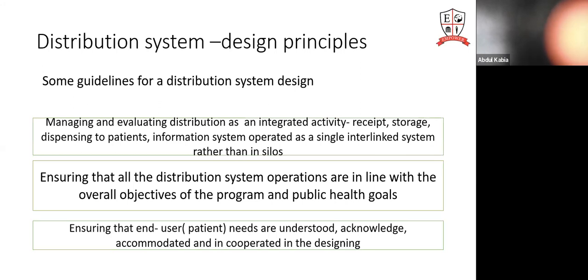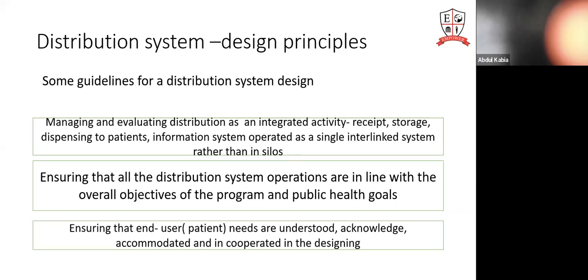So there are some guidelines in the design of distribution. You can manage and evaluate distribution as an integrated activity, like the receipts, the storage, dispensing to patients, and the information system, and they should be interlinked rather than in silos. That is critical in designing a distribution system. You should know how to receive the products, how they should be stored, how they are going to be dispensed, and how the information is getting back to us. In principle, you do it as one entity, rather than saying there are going to be separate receipt systems, storage systems, and dispensing. That is not good practice.